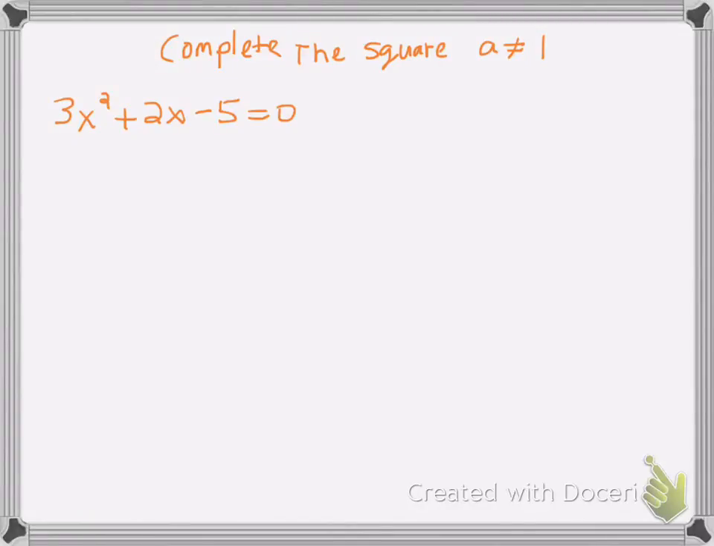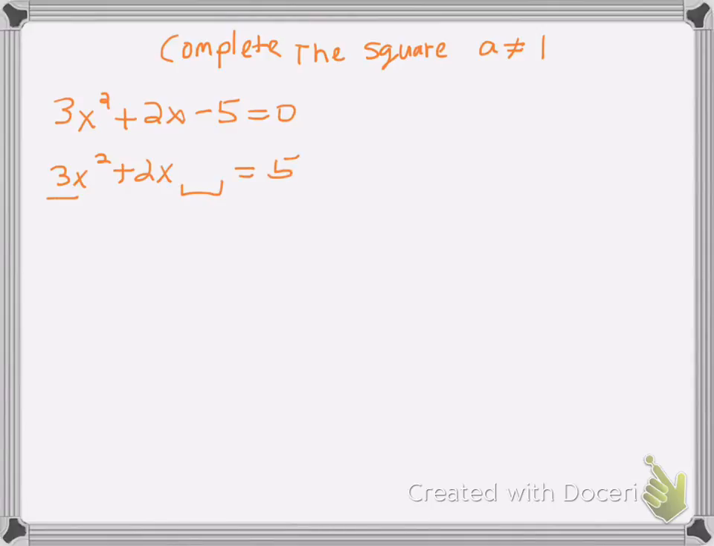All right, now we're going to complete the square when a does not equal 1. So here's my quadratic, 3x squared plus 2x minus 5. Started out the exact same way. So you're going to take that minus 5 and bring it over to the other side. When you bring that over, you should get it equal to 5. Keep that little gap in between there.